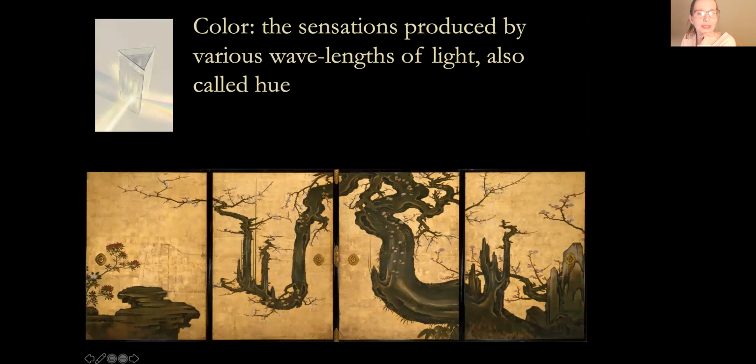Color. Color is the sensation produced by various wavelengths of light, also called hue. I have a prism here that shows us how light, when passed through a prism, is separated into the colors on the spectrum that the human eye can see. There are many other colors, but our eyes cannot see them, like infrared being an example, infrared rays.